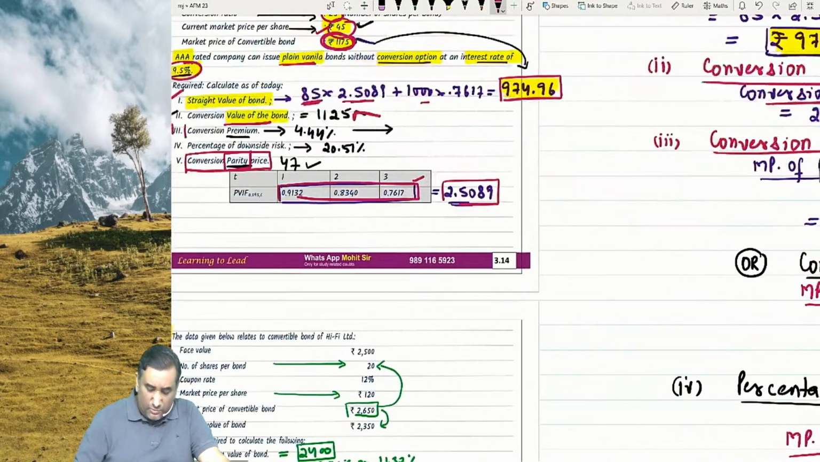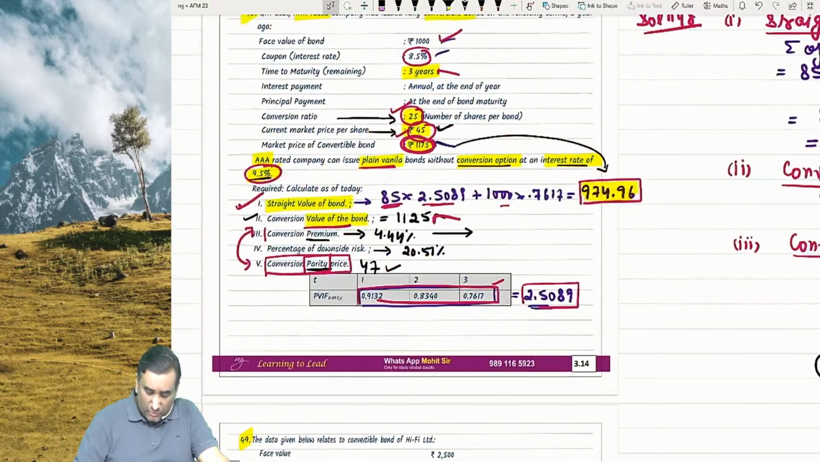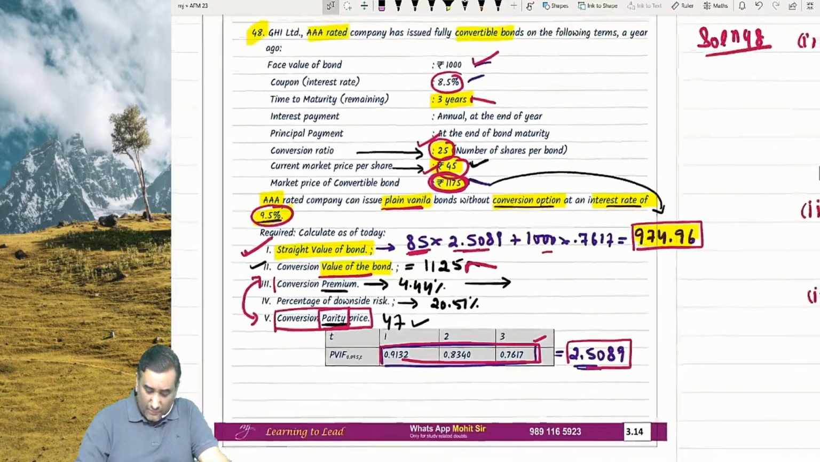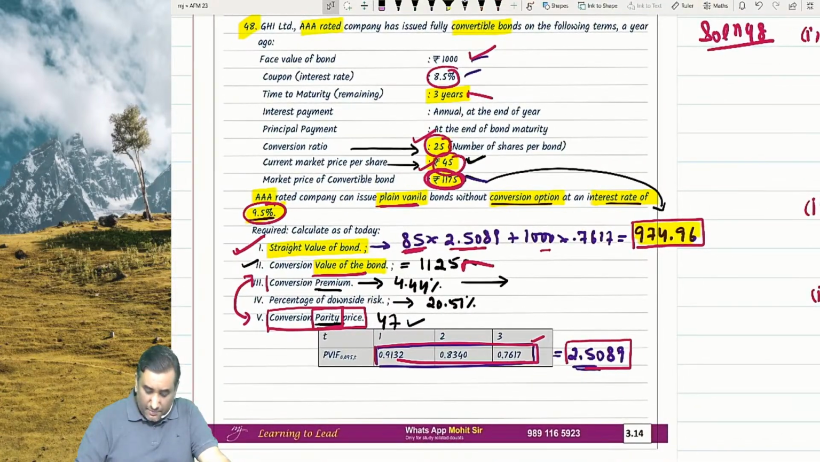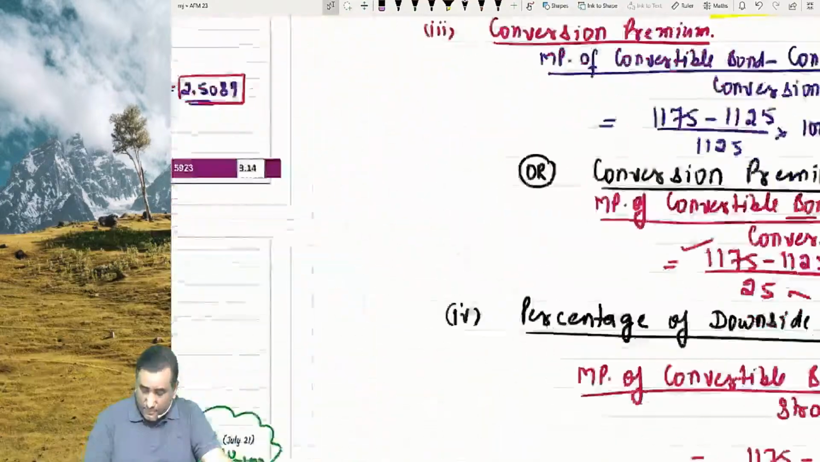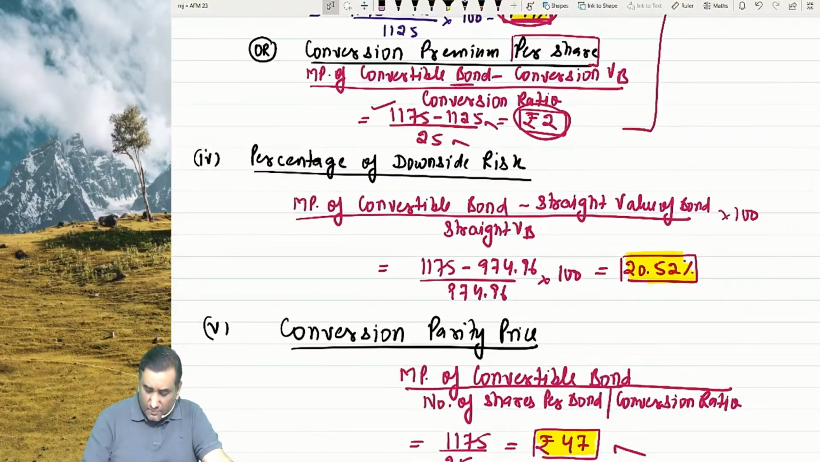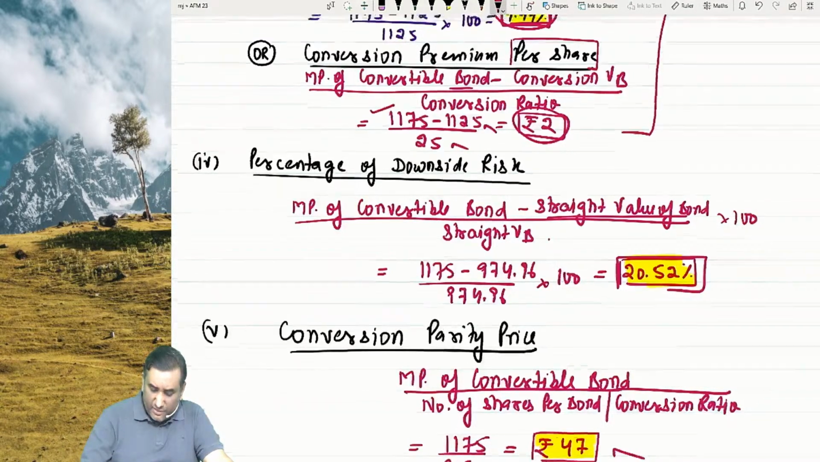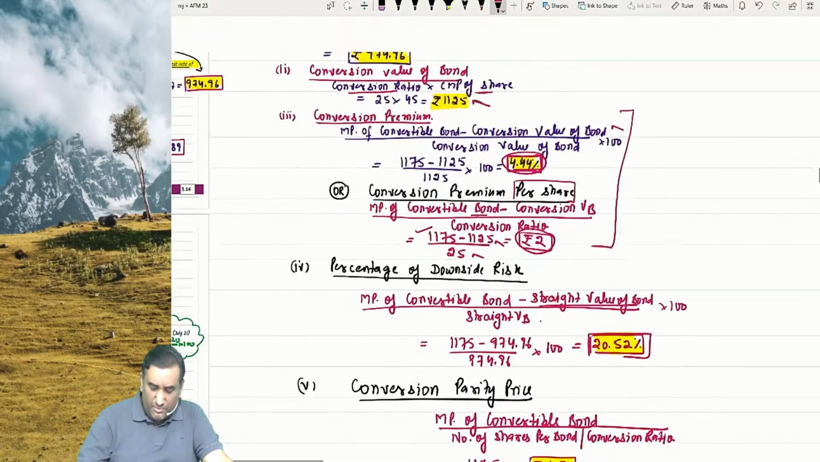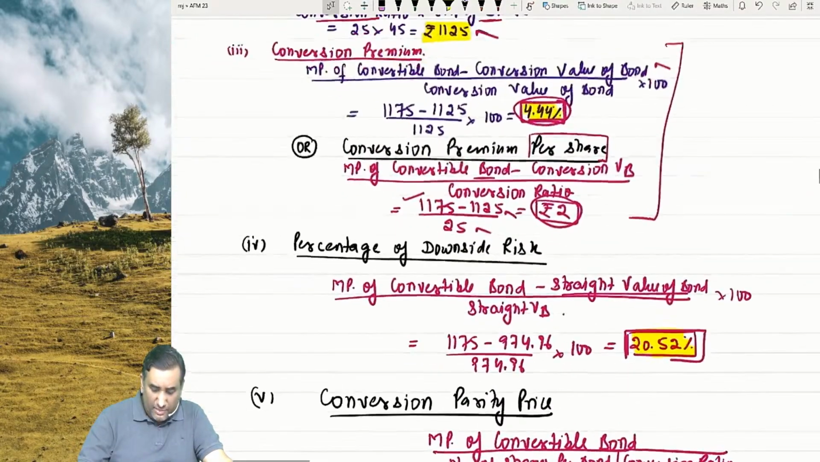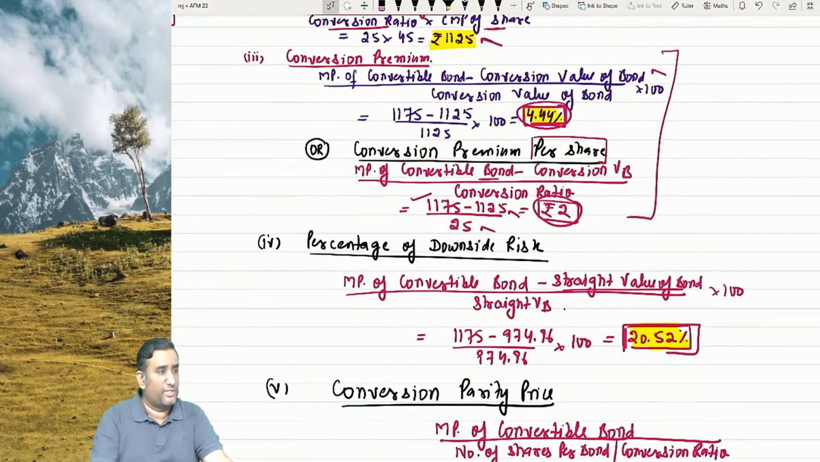The next part is downside risk. Now downside risk is basically, if you look at how much is the market price of the convertible bond, 1175, whereas the fundamental price came to 974. It's basically market price of convertible bond minus straight value of bond, divided by straight value of bond. I have just shown you this so that we can get comfortable with the next part, because the next part will have two extra parts.